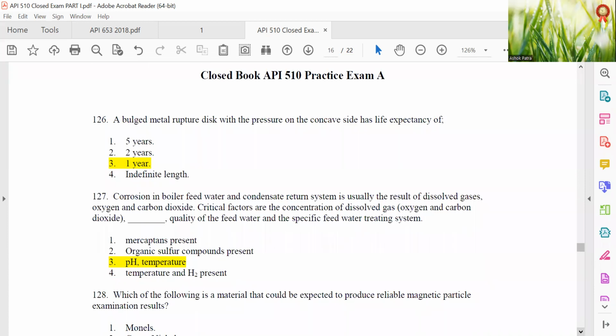A bulged metal rupture disc with the pressure on the concave side has a life expectancy of 1 year. Corrosion in boiler feed water and condensate return systems is usually the result of dissolved gases, oxygen and carbon dioxide. Critical factors are the concentration of dissolved gas, oxygen, carbon dioxide, pH, temperature, quality of the feed water, and the specific feed water treating system.